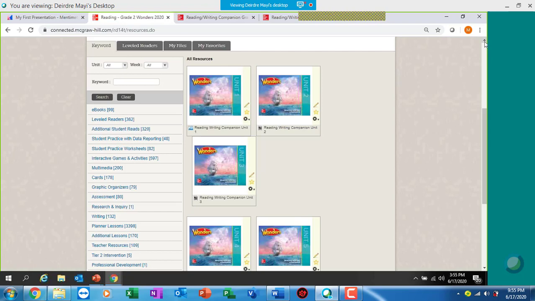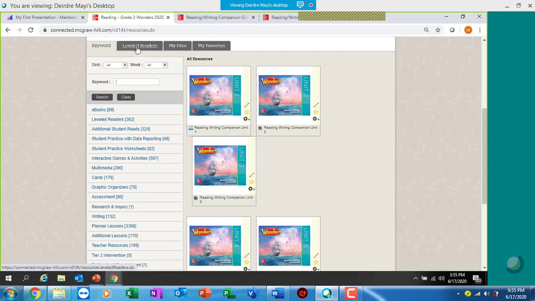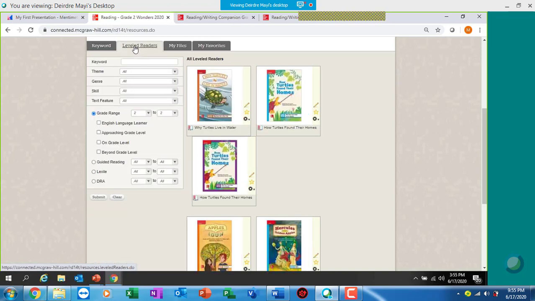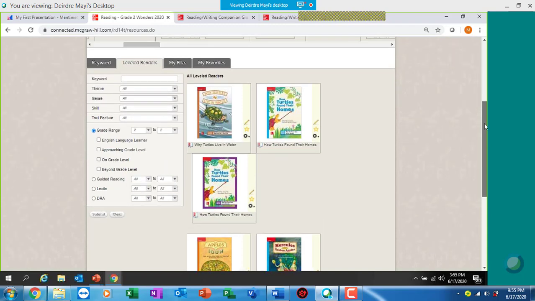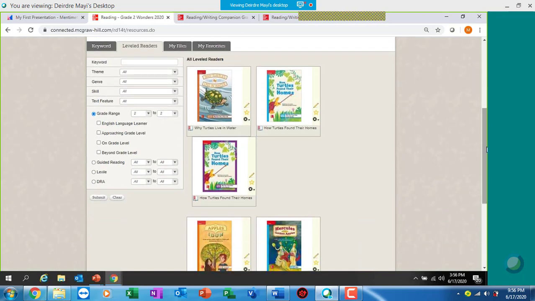Now, earlier you saw that there was a leveled reader database. Let me be clear about where this resides, because some of you have probably noticed that there is a leveled reader link here in gray. There's also a leveled reader link here in blue. What's the difference? If you click on the leveled reader link in gray, that's where you would find the leveled reader database. So you can pull up kindergarten through 6th grade leveled readers by clicking on that gray leveled reader area.